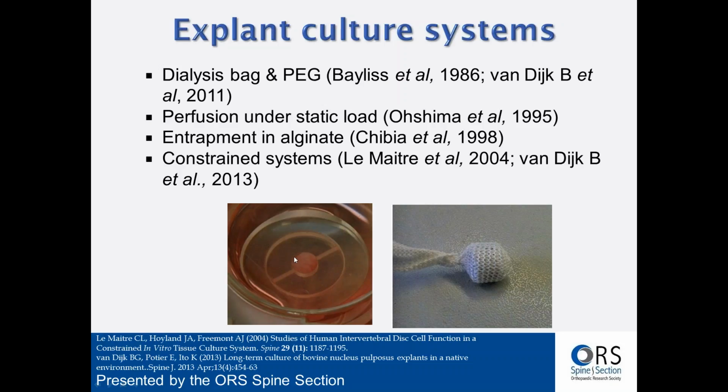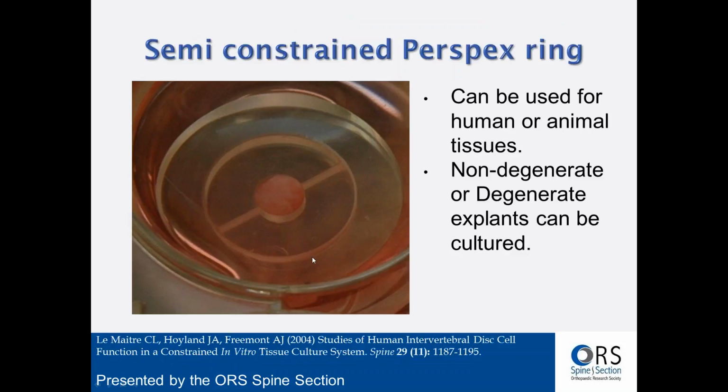So using the semi-constrained system just as an example, this can be used for human or animal tissues. You can culture non-degenerate or degenerate explants in it, and this has the advantage that the tissue we can obtain from surgery from humans is often fragments of disc tissue. Because this culture system allows us to culture small 0.5 centimetre diameter chunks of tissue, it allows us to even culture those human tissues. Whereas organ culture, which Ben will come to later, needs a whole disc present, which often isn't possible with human tissues, this system you can use for degenerate human tissues as well.